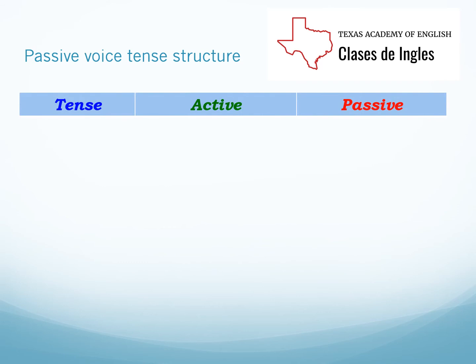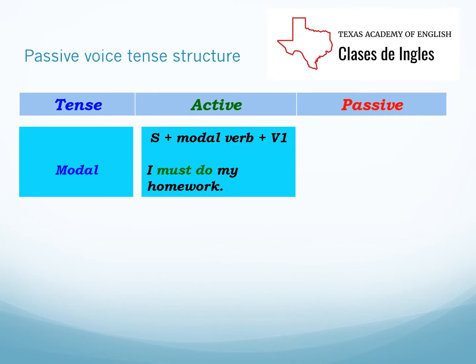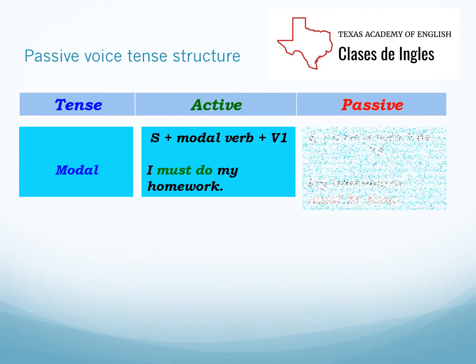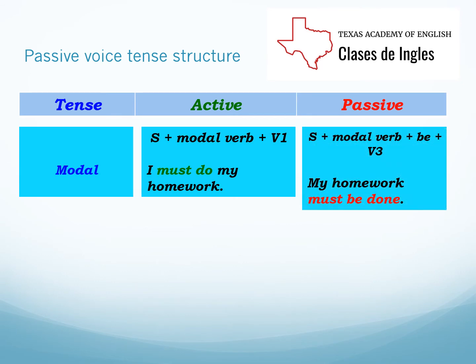Okay, continuing with the structure. Now using a modal, the structure is the subject plus the modal verb plus the base form of the verb. I must do my homework in the active voice. In the passive voice, subject, modal verb plus the verb be plus the past participle. My homework must be done.